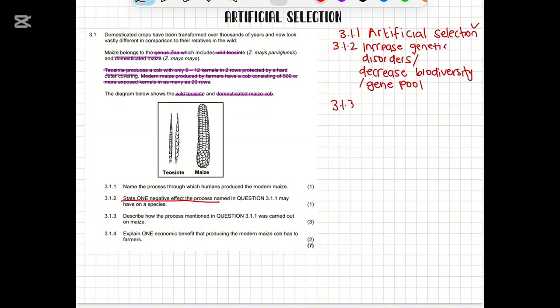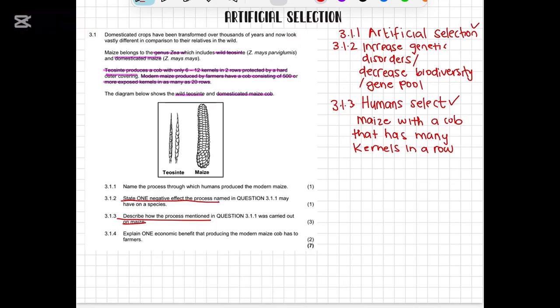Now let's look at the third question. It says, describe how the process mentioned in question 3.1.1 was carried out on maize. So it has to be specific to the maize. So firstly, humans will select the maize with a cob that has many kernels. And then it will be interbred over many years. I think it's a 3-mark question, so we do have 3 points.